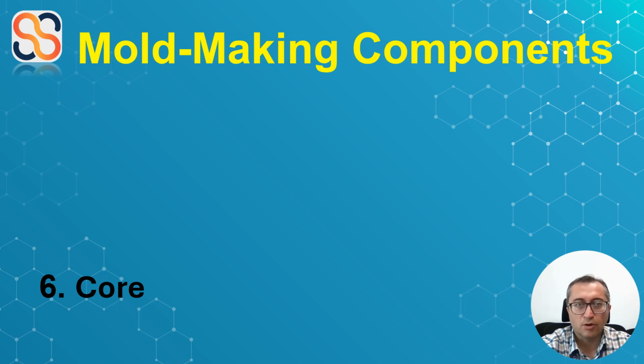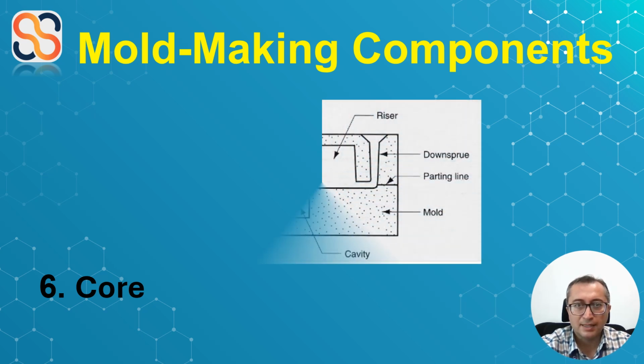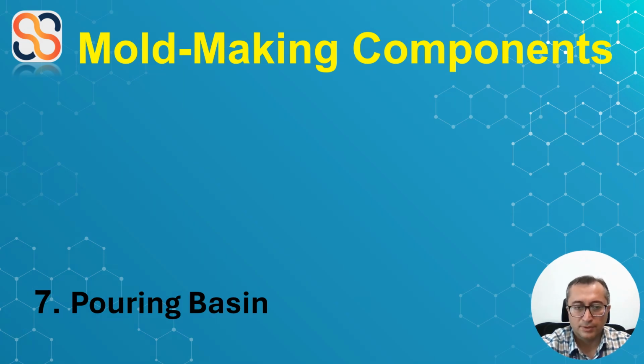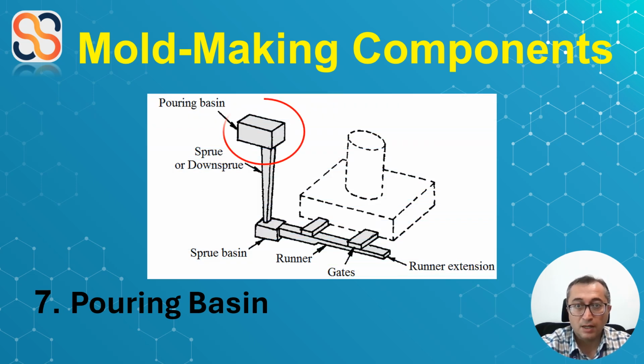Number six, core. This is an additional piece made of sand that's usually baked. It is used to create openings and various shapes inside the castings. Number seven, pouring basin. This is a small funnel-shaped cavity at the top of the mold where we pour in the molten metal.